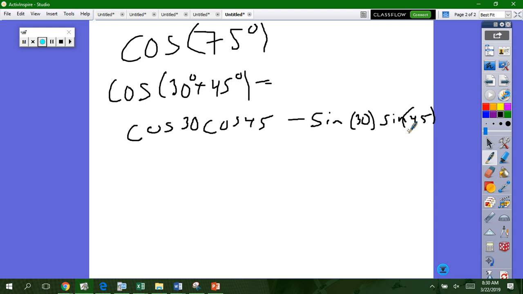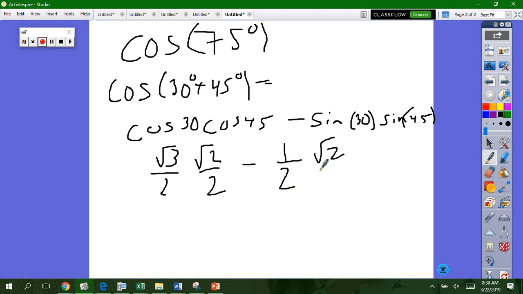Okay. How are we doing so far? Pretty easy? Yep. Same sign, yep. That's how I remember it. Sine, same sign. Cosine, different. Okay? So what is the cosine of 30? Do we all know what that is? I know what it is. It's root 3 over 2. What's cosine of 45? Root 2 over 2, minus sine of 30 is a half, and sine of 45 is root 2 over 2.